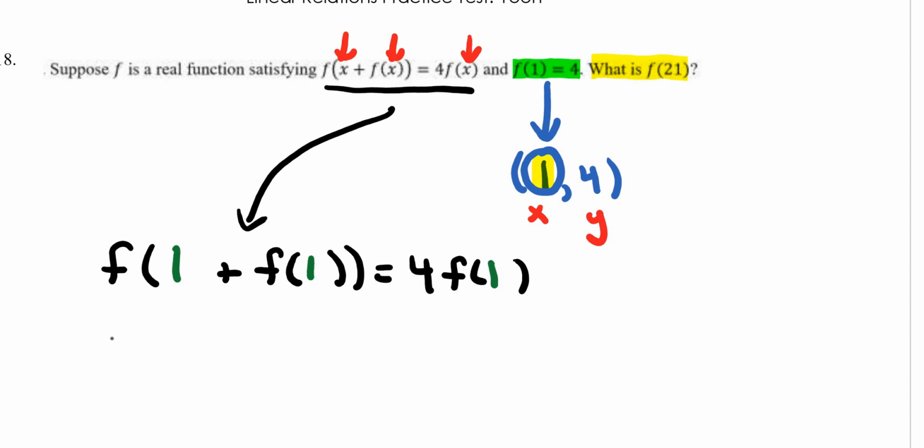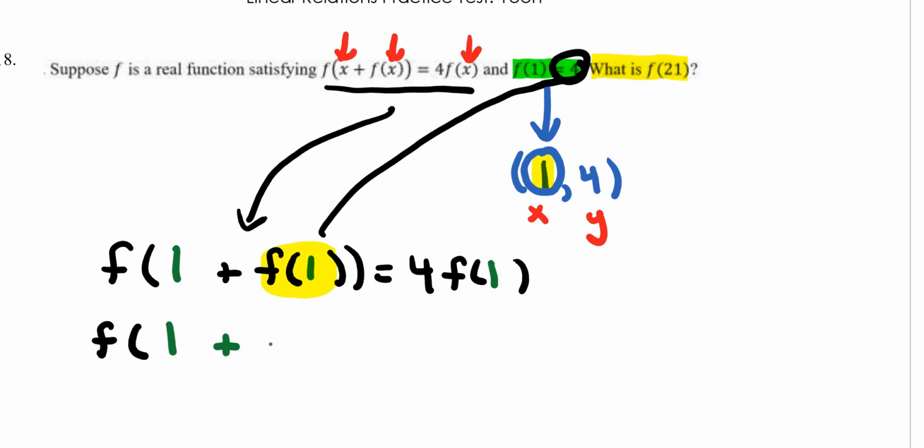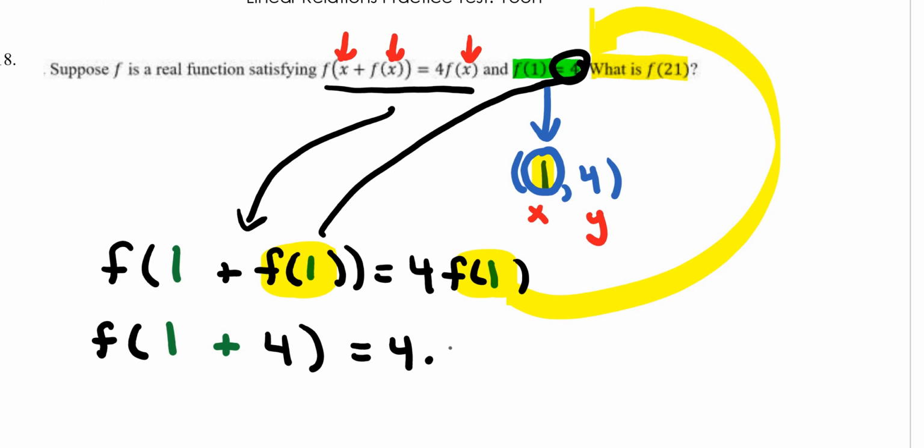Okay, and if I continue here, this is f of bracket 1 plus, now ask yourself, what is f of 1 equal to? Well, f of 1 is equal to 4, right? So f of 1 is 4, so this will be just 1 plus 4, close the bracket, equals 4 times. And once again, what's the value of f of 1? Well, f of 1 is 4, right?